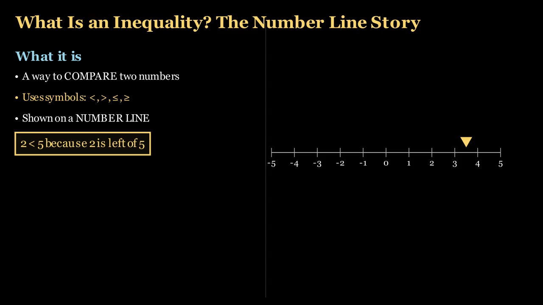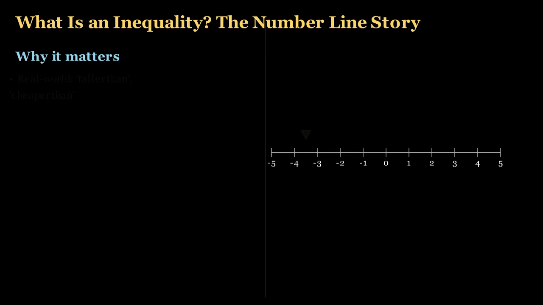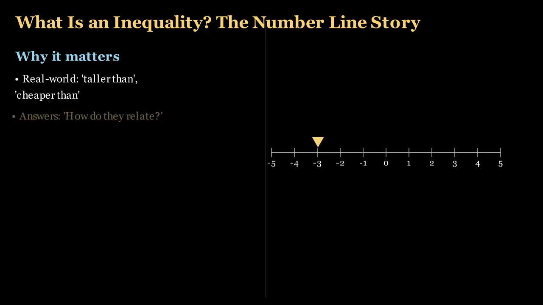Because in real life, things are rarely exactly equal. You might be taller than your friend, a phone might be cheaper than another, or a car might be faster. An inequality answers the simple question: how do these two amounts relate? Is one bigger, smaller, or the same?